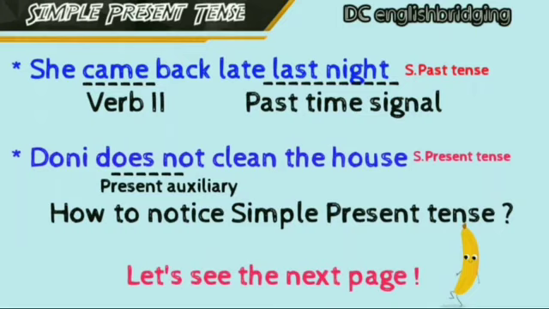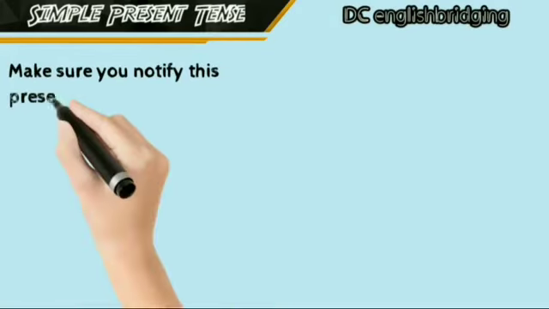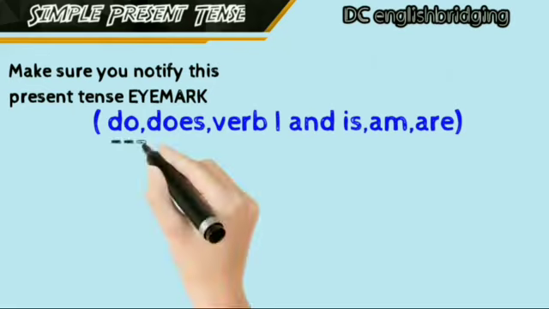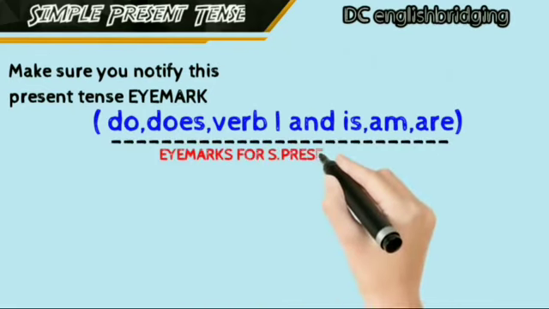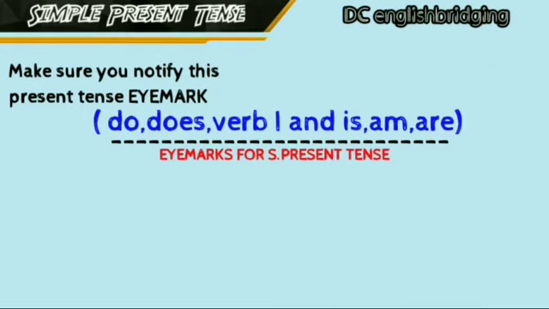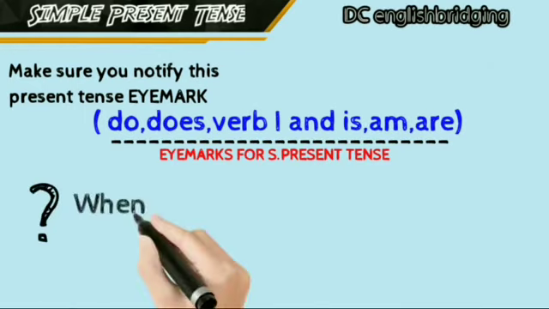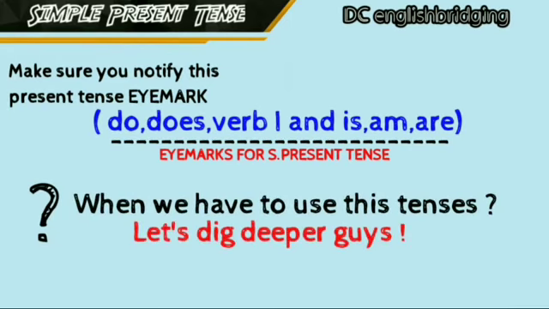Okay, let's discuss simple present tense. The first thing to do with simple present tense, namely, make sure you notice the present tense eye mark. It means like the symbol or the signal. Do, does, verb 1, and is, am, are. Whenever you find these words, it means they are the eye marks for simple present tense. Do, does, verb 1, and is, am, are. The question now, when do we have to use this tense?